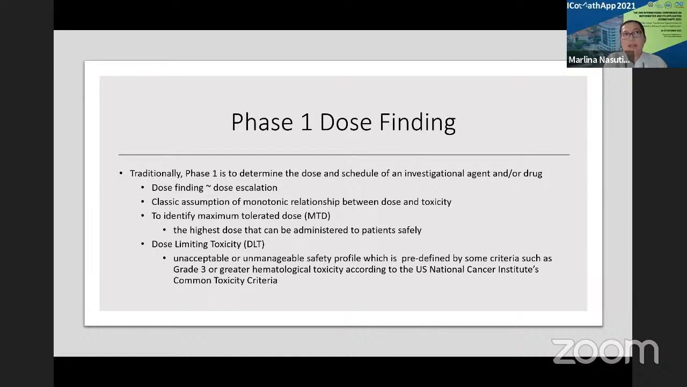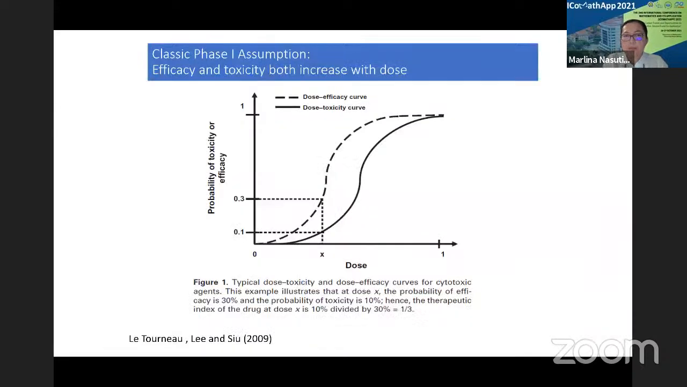Basically, the dose where there is a side effect that cannot be tolerated by the patient. So that we consider it as an event, the unacceptable or unmanageable safety. And usually it is based on the common toxicity criteria here. That is for the oncology study, of course. I would like to emphasize that the common toxicity criteria is actually for oncology or cancer studies, but other criteria can also be used for other therapeutic areas.